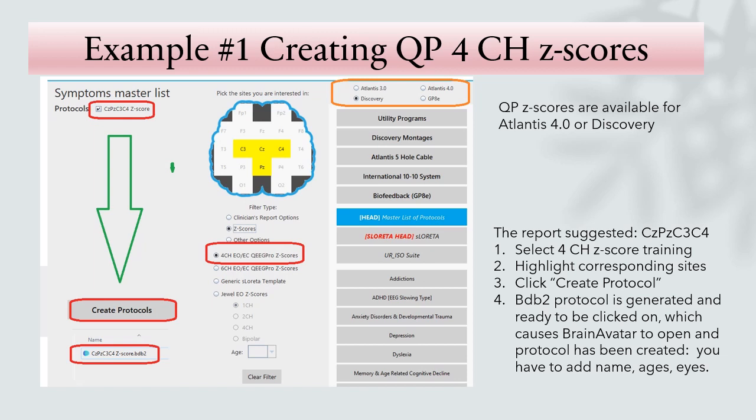And now automatically we see the protocol appears. We check on it. Once we check on it, we click Create Protocols. And what do we see? We see the BDB2 protocol file that can be clicked on to create 4-channel Z-score training automatically.